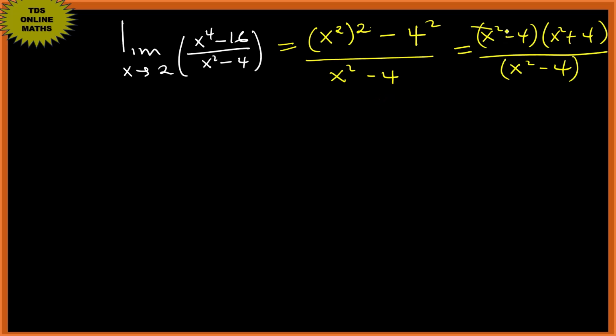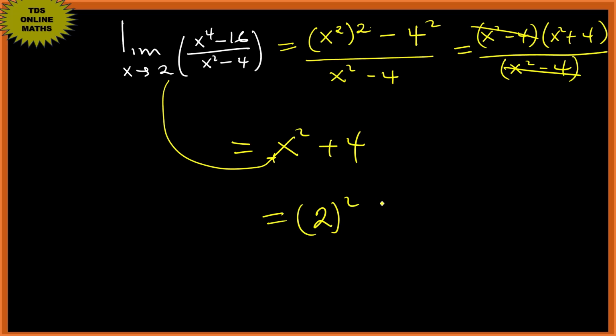Okay, so what do you see? This one will cancel this. So I'll be left with x squared plus 4. So we can now plug in the limiting value. 2 squared plus 4. So we have 4 plus 4, which is 8 as the answer. All right.